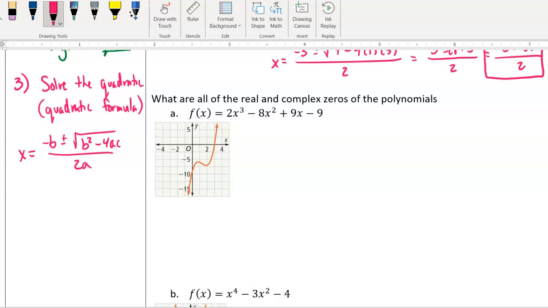So with this one, it says, what are all the real and complex zeros of the polynomial? So again, your first step would be to graph this polynomial. When we graph it, we see that this time we have an x-intercept of 3. So I'm just going to write this up here. I know one of our answers is going to be 3. So we've got to figure out, well, what are the other two zeros? We're going to use synthetic division.